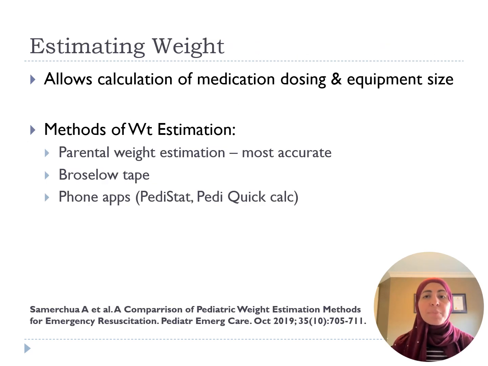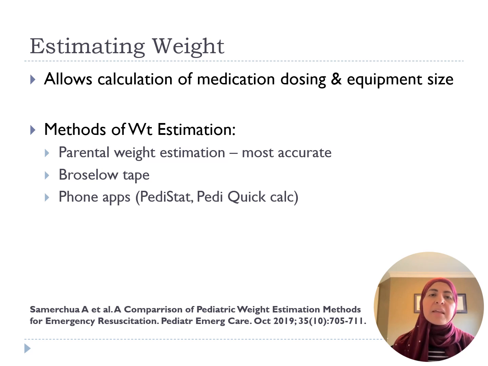Estimating patient weight is particularly important in the pediatric population. Most medications and equipment sizes are based on a patient's weight, and it's often not possible to weigh the critically ill child while resuscitation is ongoing. There are different methods of estimating weight in a child, but the most accurate method has been shown to be parental weight estimation.